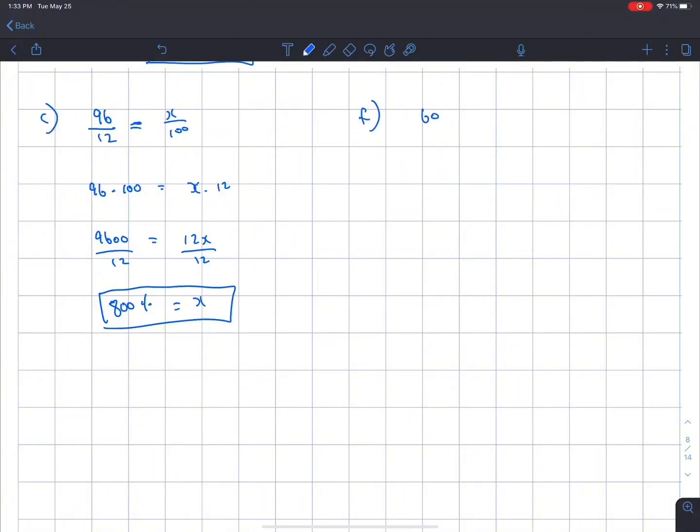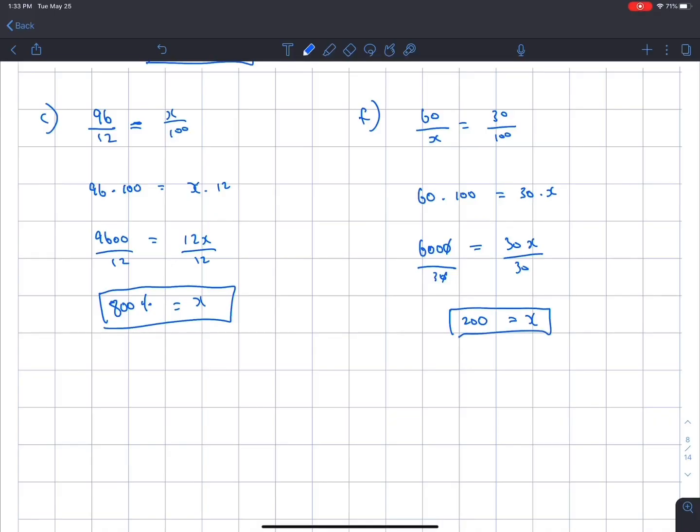60 is the amount. 30%, that's 30 out of 100 of what? So what is the base? And then we cross multiply. 60 times 100 equals 30 times x. We get 6,000 equals 30x, and divide both sides by 30. We get x equals 200. That's the answer. The base is 200.